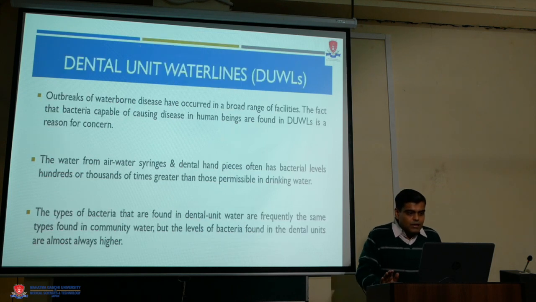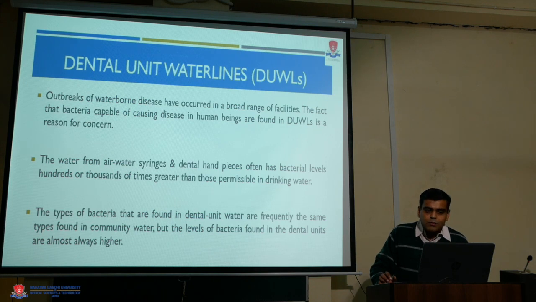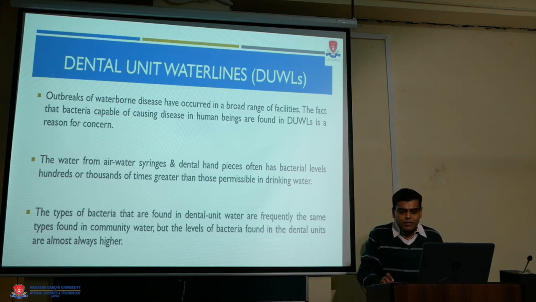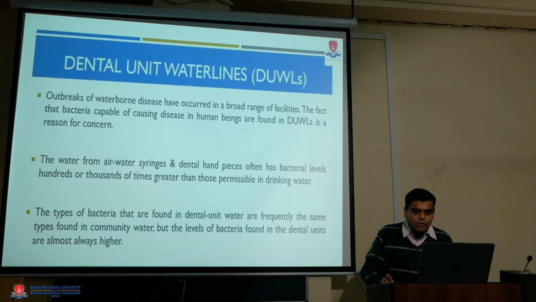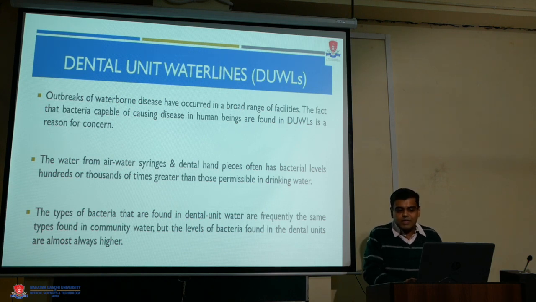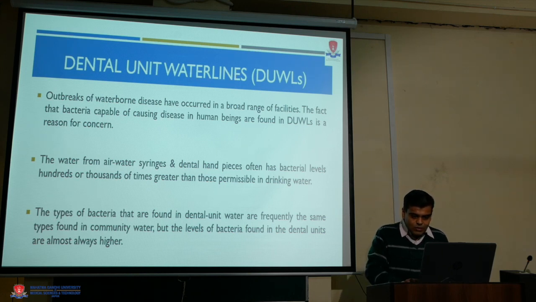Then, dental unit water lines. Outbreaks of waterborne diseases have occurred in a broad range of facilities. The fact that bacteria capable of causing disease in human beings are found in dental unit waterlines is a major reason for concern. The water from the air-water syringes and the dental handpieces often has a bacterial level 100 or 1000 times greater than that permissible in drinking water. The types of bacteria found in dental unit water lines are frequently the same types found in community water, but the levels of bacteria found in dental units are always higher.